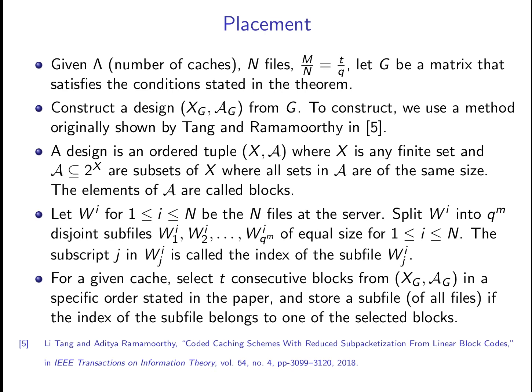Now, this design is used to do the placement as follows. Let W^i, for i between 1 and n, be the n files at the server. Split W^i into q^m disjoint subfiles W^i_1, W^i_2, and so on up to W^i_{q^m}, of equal size, for 1 ≤ i ≤ n. The subscript j in W^i_j is called the index of the subfile W^i_j.